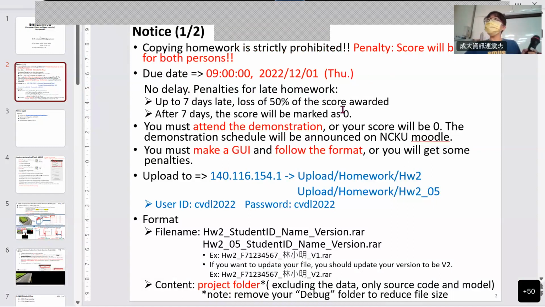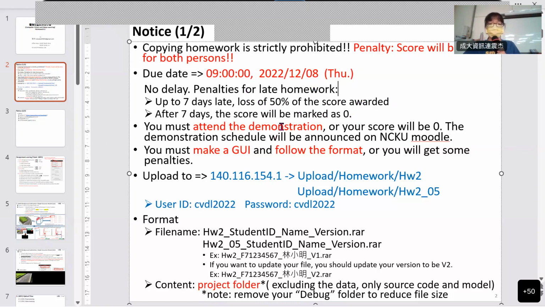3个礼拜吗？好，那就改12月8号. So you have 3 weeks to do the homework 2, and no delay up to 7 days late. Those are 50% of the score awarded. After 7 days, the score will be marked as 0.